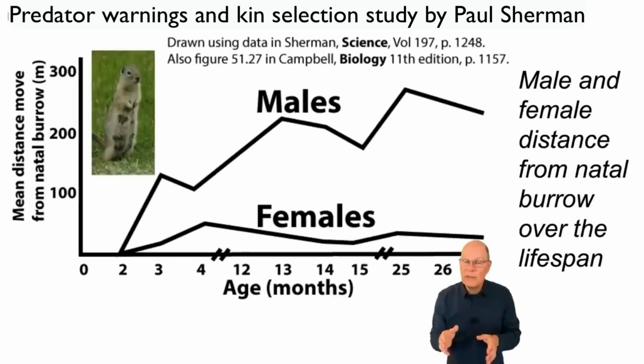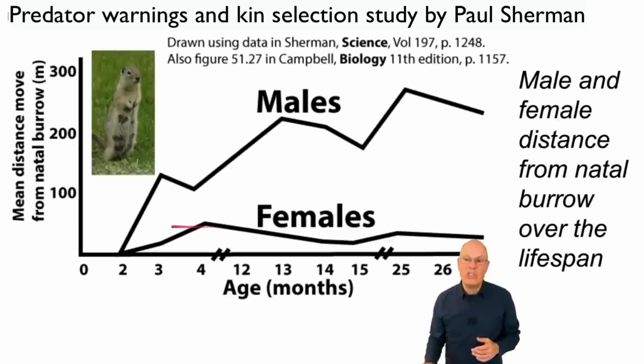With those concepts in mind, let's take a look at a study by Paul Sherman about predator warnings in Belding's ground squirrels. He carried out the study in the 1970s. To begin with, notice this graph. It shows the mean distance that males and females move from their natal burrow. That means the burrow where they were born.